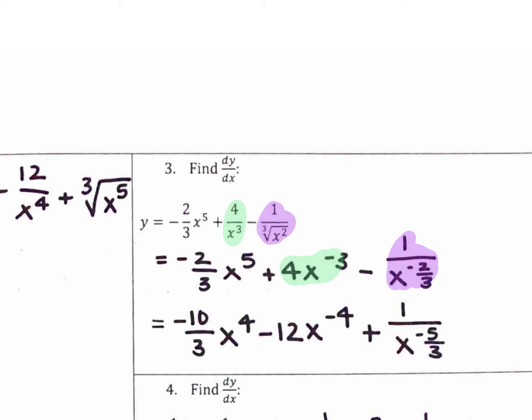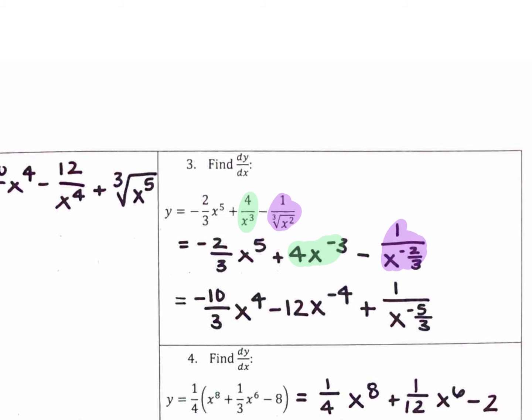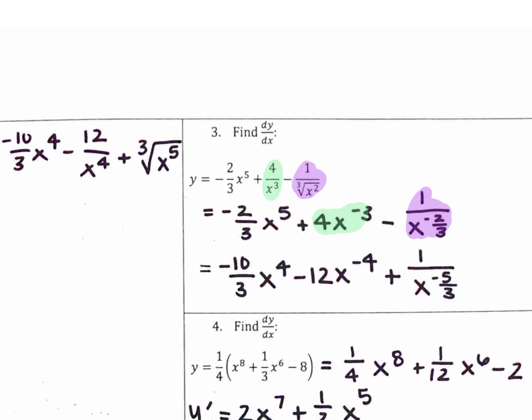Okay. I'm already noticing we might have a little whoopsie-daisy on that last term. All right, let's go term by term here. First term, 5 times negative 2/3. Well, 5 times negative 2 is negative 10 over 3. Decrease the power by 1. Yay. Over here, negative 3 times 4 is negative 12. Negative 3 minus 1 is negative 4. Cool.